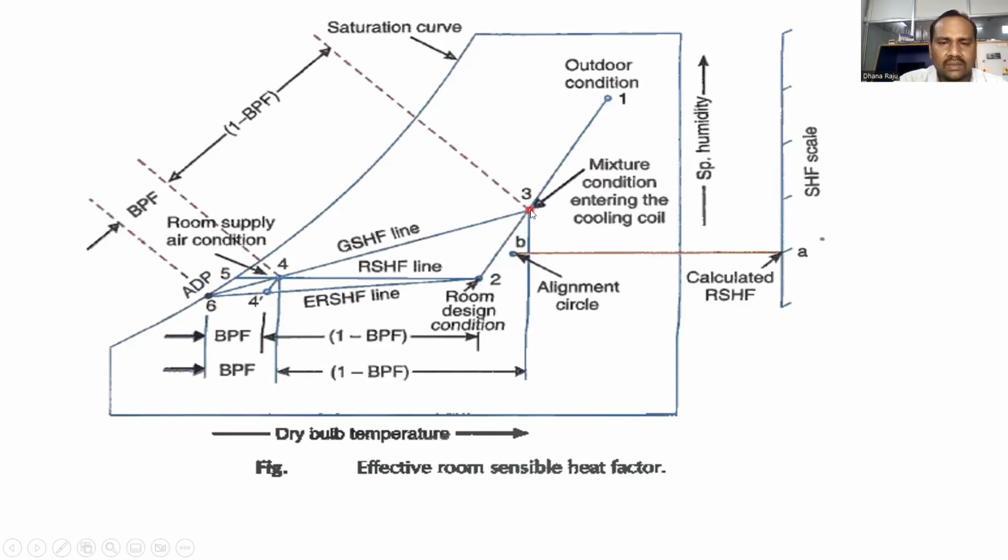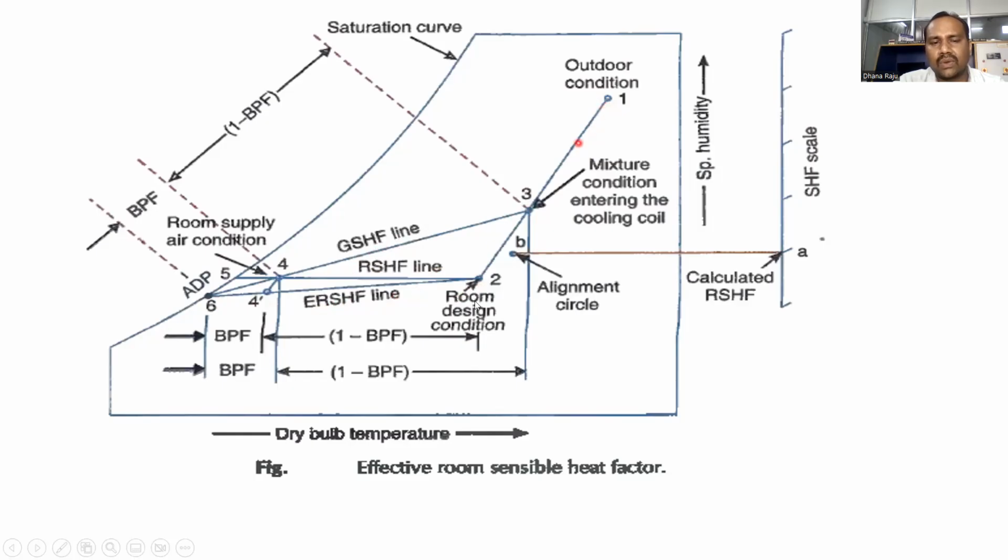The line joining 3, 4, 6 is called the grand room sensible heat factor line. The line 2, 4, 5 is called the room sensible heat factor line. If you join ADP and 2, it is called the effective room sensible heat factor line. It is known as the effective room sensible heat factor line.